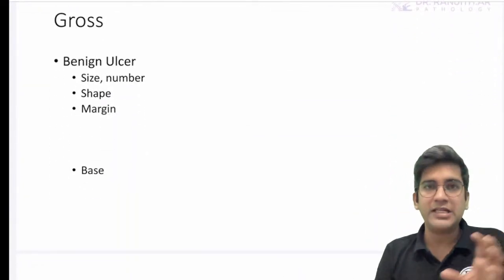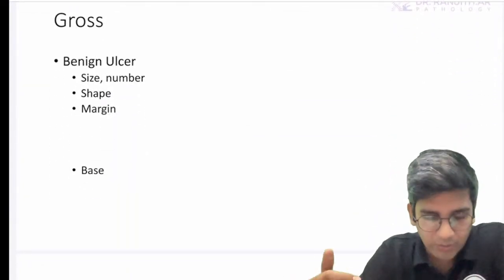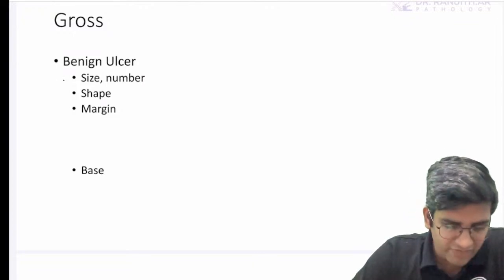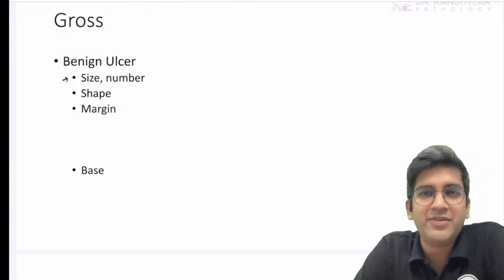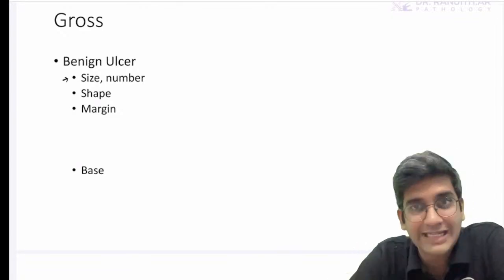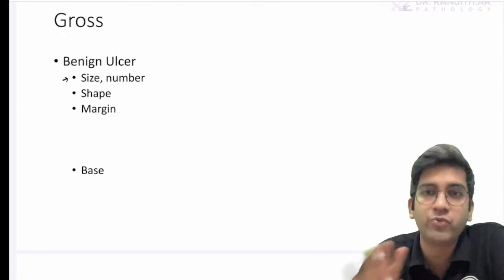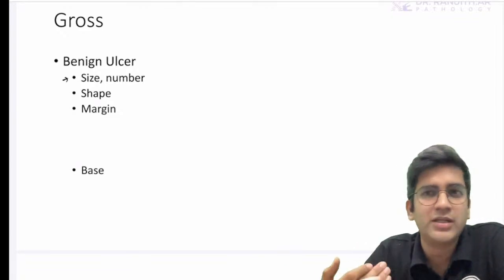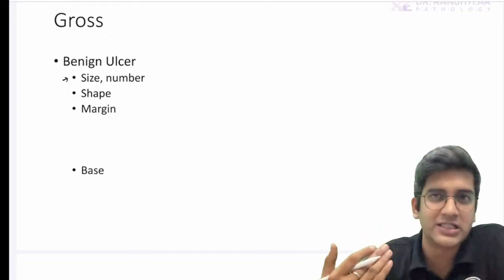Now look at the gross. Gross, again, there are multiple things which I want you to talk about. One is size and number. This is not very important, but it will be very tiny. It will not be more than 0.5 to 1 centimeter. Like I said, in the malignant ulcer, if something is more than 4 centimeter, I always think of a malignancy, where we saw that in the gastric carcinoma, right?